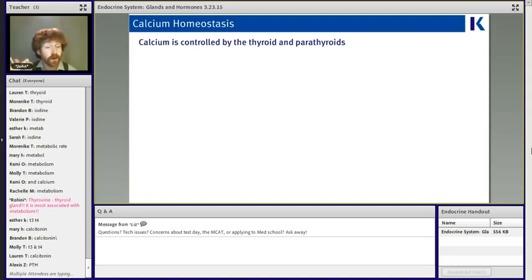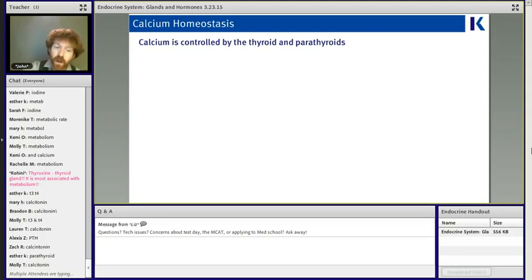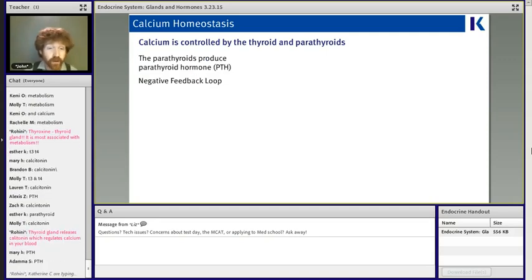So T3, T4, that relates to metabolism. Calcitonin's the one that relates to calcium. And then the parathyroids don't release calcitonin, they release parathyroid hormone. So parathyroids produce parathyroid hormone, and of course the thyroid produces calcitonin.